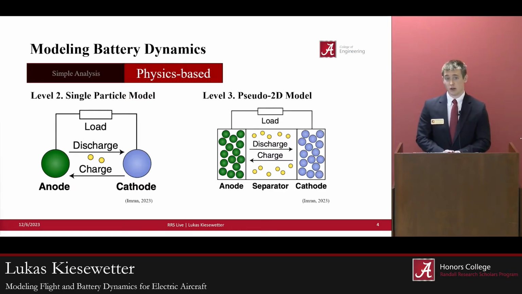The next models are the physics-based ones. We have the single particle model, where the two electrodes, the anode and cathode, both consist of uniform spherical particles. So it makes the math really simple and easy without sacrificing too much accuracy to what actually would happen in theory. The pseudo two-dimensional model takes this to the next level, looking at the particles in both the horizontal and vertical direction. So it's a bit more accurate, but much more computationally intensive. For our model today, we're using the single particle model.